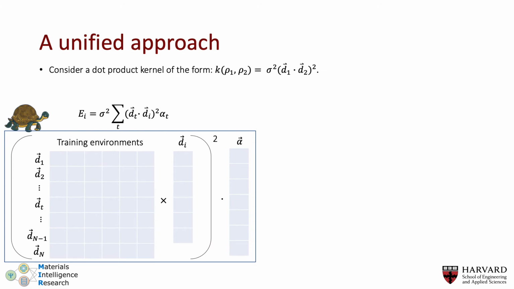This brings us to our unified approach to combining the principled uncertainties of kernel-based methods with the speed of linear models. This approach works for a specific class of kernels called dot product kernels, where you take the dot product of two vectors, d1 and d2, and raise it to some power. And here we're raising it to a power of 2.